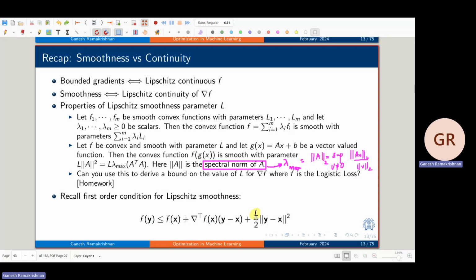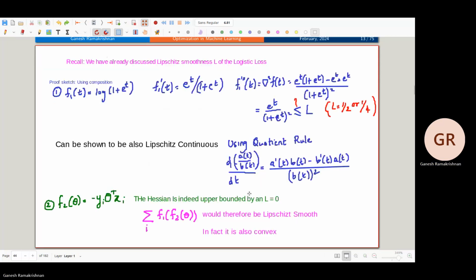Sorry, the spectral norm I had forgotten to define, but here it is. But as you think about it a little bit more, in the last class I had told you that composition of Lipschitz smooth functions is also Lipschitz smooth, right? Let's just get a flavor of how logistic loss is Lipschitz smooth. Okay, so I've just written this down here. If you recall, logistic loss, we had composed it as f1 of f2. f1 was log of 1 plus e raised to t, right? And we showed that it is Lipschitz smooth.